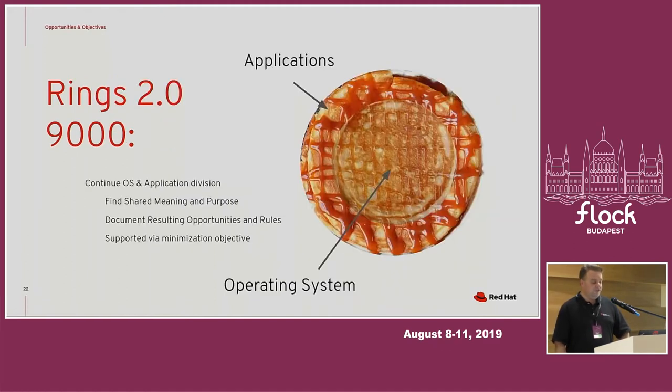Second one is, let's do Venn diagram pancake rings 2.0, 9,000. So when we, I'm going to dwell on this.